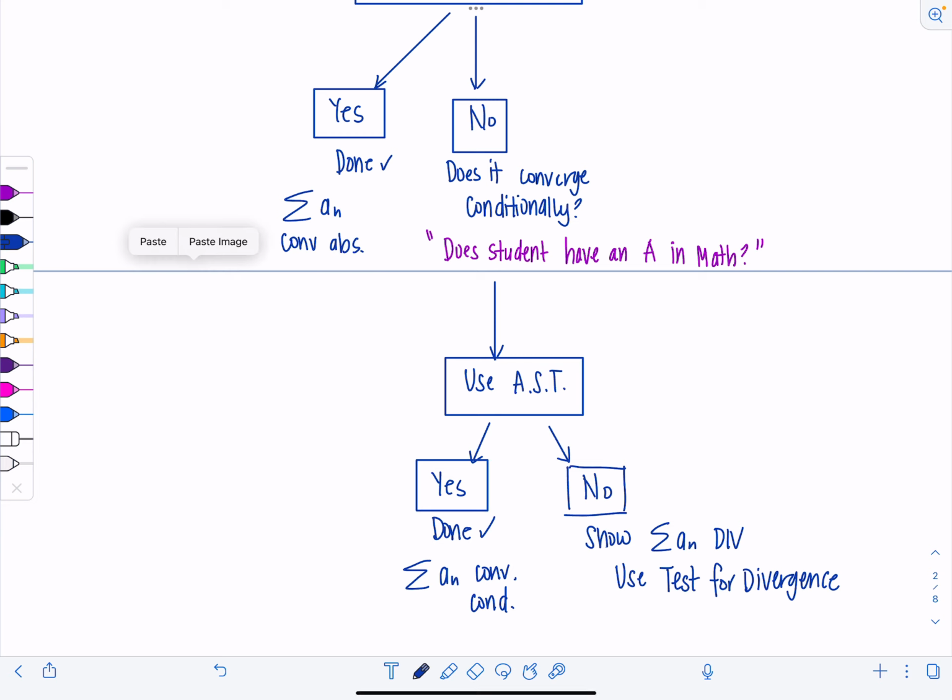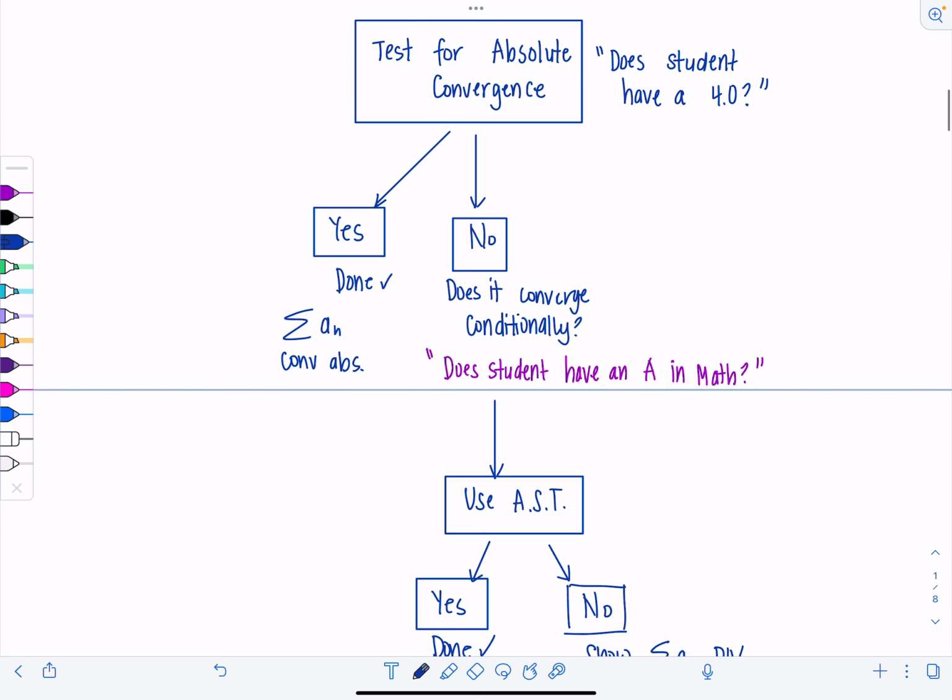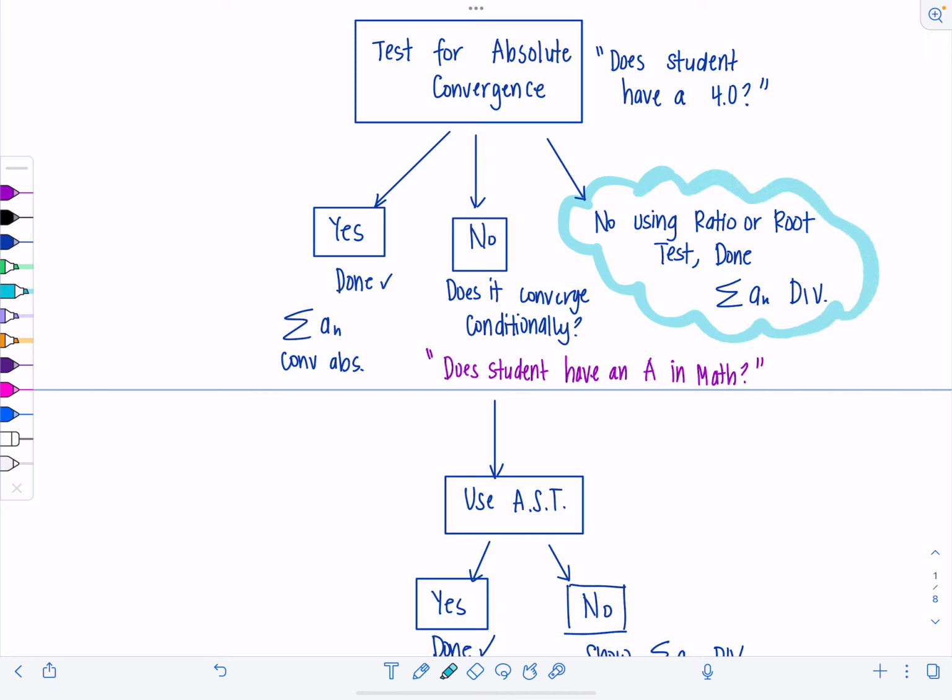Okay. There is one more branch, which I didn't mention originally. And that is when you're testing for absolute convergence, if you get a no using the ratio or root test, then you're done. That means the sum of a_n diverges. Okay, so the interesting thing about the ratio and root tests is they always test for absolute convergence. So if a series fails, it diverges with ratio or root test, you don't have to test for conditional convergence. There's no chance. They're kind of like an all or nothing deal.